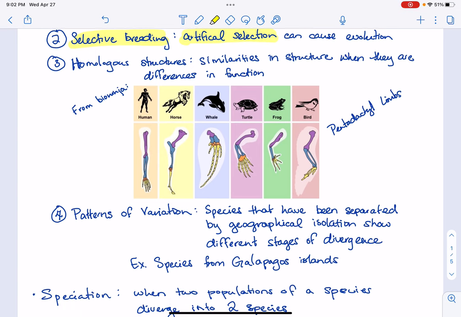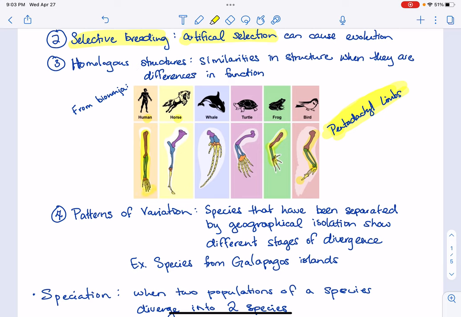Cool. The third piece of evidence is homologous structures. In particular, IB wants you to make sure that you understand pentadactyl limbs. Homologous structures are structures, particularly these limbs, where there are similarities in the bones, but the different organisms have differences in function, and they still have the same bones. Like in humans, they have the upper arm, the lower limb, and then the wrist bones, the hand bones, and the finger bones.